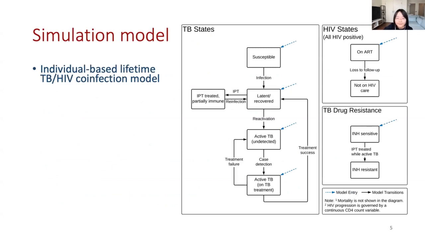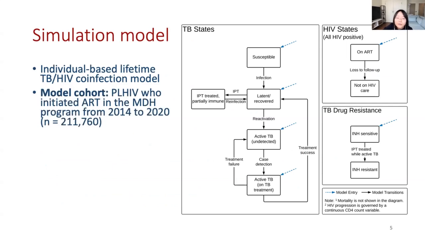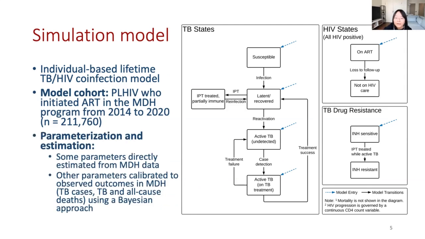To perform such analyses, we developed an individual-based TB-HIV co-infection model. The figure shows the schematic of our model structure consisting of 3 dimensions of health states: core TB states, HIV states, and TB drug resistance. Our model cohort included all people living with HIV who initiated ART in MDH from 2014 to 2020. And to parameterize our model, we directly estimated some parameters from the MDH data and calibrated other parameters that cannot be directly observed to observed cases and death outcomes using a Bayesian approach. More details on the simulation model and calibration results could be found in our pre-recorded presentation online.